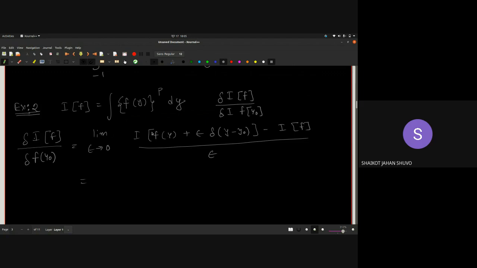Now you use the definition of the functional, this integral definition. If you do that, you'll end up having something like this. This is to the power p, so you take this argument over here and you raise it to the power p. So this is just the integral, then you'll have this. I'm writing dy in front, it really doesn't matter where you write it. Then you have f of y plus epsilon delta y minus y naught, to the power p, and then you have dy, minus f of y to the power p.